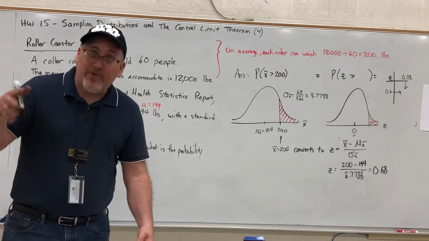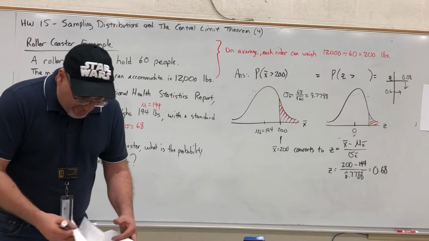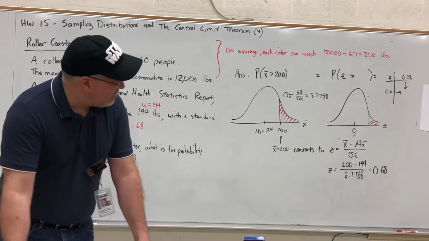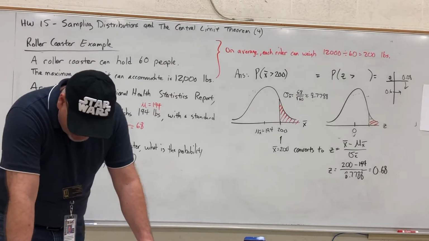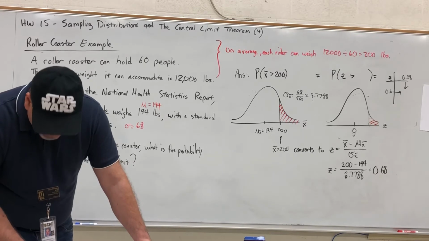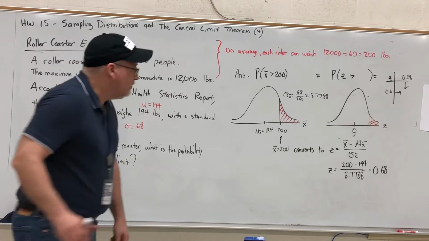And by the way, if you happen to have a hard copy of the book, it's back in the appendix, after the index, where the tables are. But if I look up 0.68, the number I'm going to find is 0.7571.